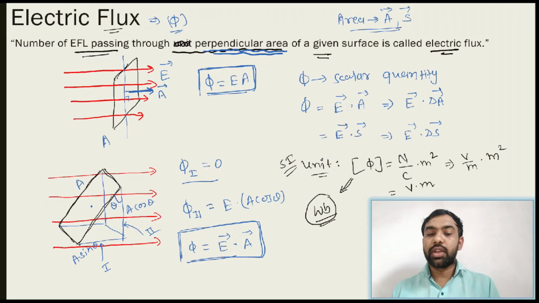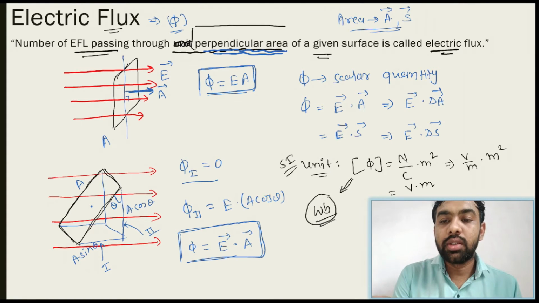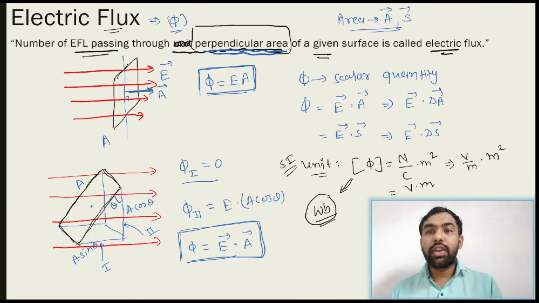This one is a simple study of the flux, and the flux is given by E dot A. The number of electric field lines passing through the perpendicular area of a given surface is called electric flux. Okay, all of you note this basic study, then after we go to the next one. Note it.